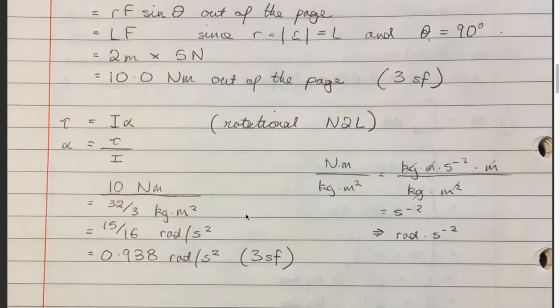Then to get the angular acceleration, we use the rotational version of Newton's second law. Torque equals moment of inertia times angular acceleration. We rearrange, we sub in our numbers. This is where I use that improper fraction. And our final answer rounds to 0.938 radians per second squared to 3 significant figures.